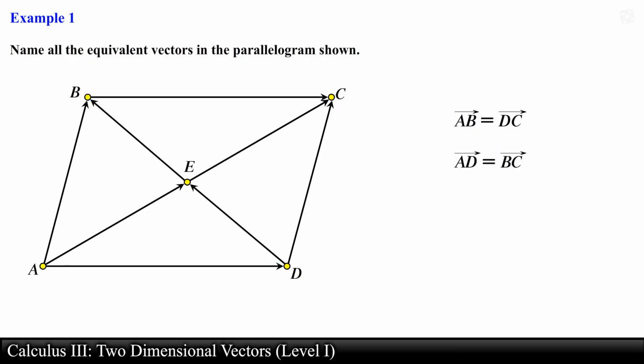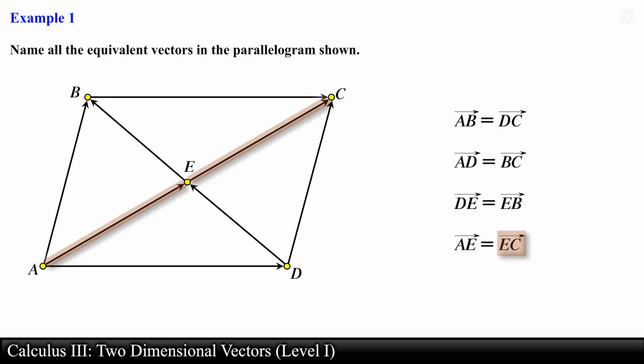Now, let's take a look at the diagonals. We know from elementary geometry that the diagonals of a parallelogram bisect each other. This means that vector DE and vector EB have the same magnitude or length. They also lie along the same line and point in the same direction. Notice that all requirements for vector equivalency are met. Hence, these vectors are equivalent.